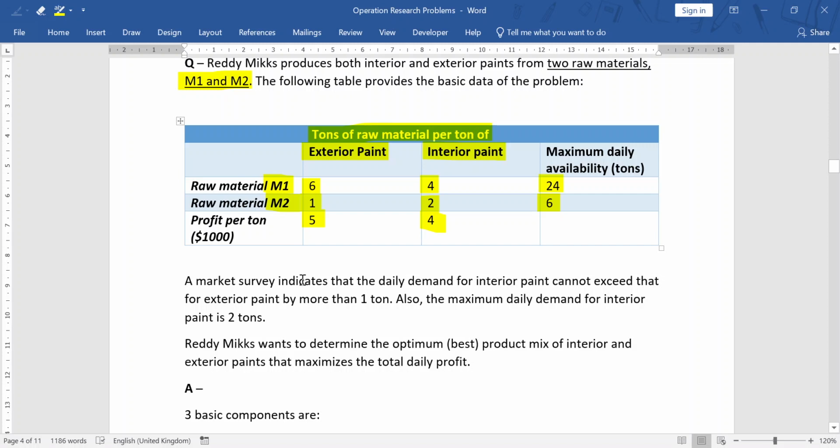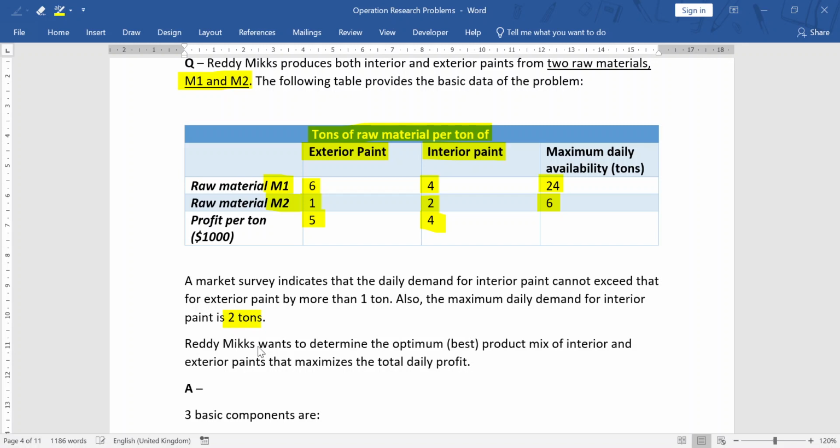Now a market survey indicates that the daily demand for interior paint cannot exceed that for exterior paint by more than 1 ton. So the tons of interior paint can be greater than exterior paint by only 1 ton, or less than that. Also, the maximum daily demand for interior paint is 2 tons. So we are given the maximum daily demand for interior paint, which can only be 2 tons.